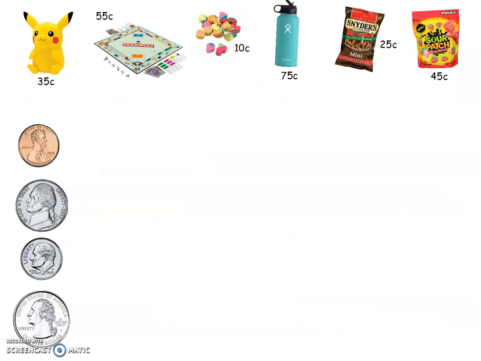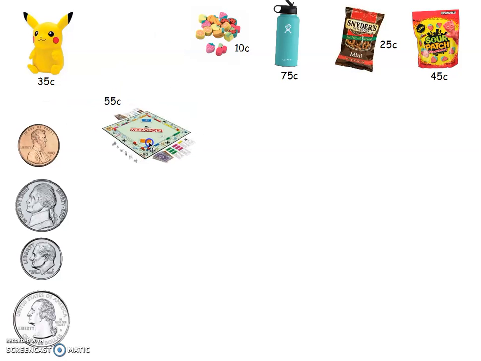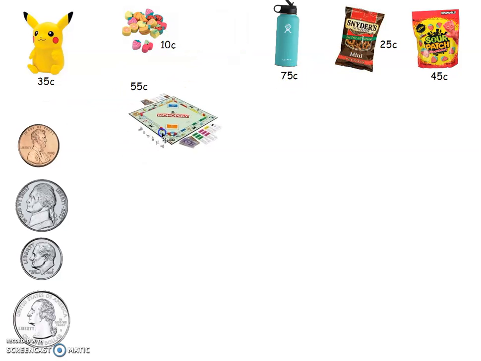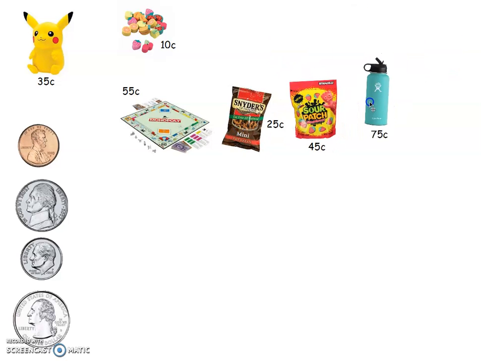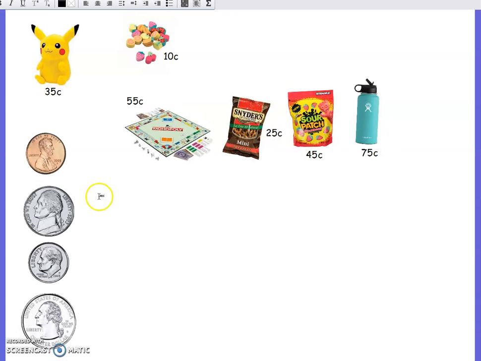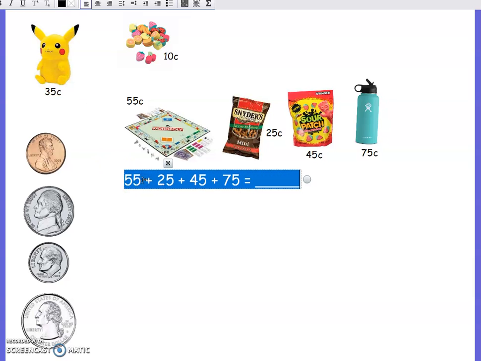I have a new board of items to choose from. You can pause this at any time so you can look at the items yourself and make your own equations. But I'm going to go ahead and get started with mine. So I feel like playing a game, and I'm going to have some snacks with me, and we'll pull down a water bottle. Okay, so I'm going to go ahead and get started by writing my equation. All right, so 55 plus 25 plus 45 plus 75 equals. Make that a little bit bigger.